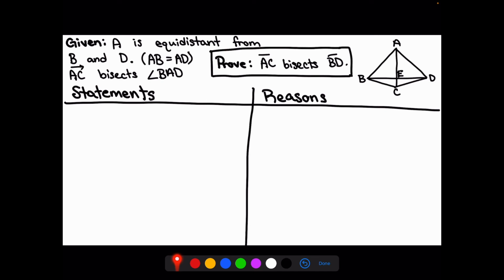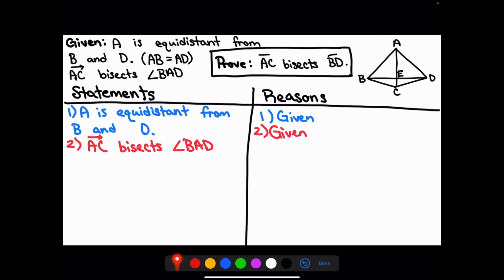Given that A is equidistant from B and D, meaning that AB is equal to AD, we want to prove that AC bisects angle BAD. So, to get started, we have our given information. And if something is being bisected, then I should be able to say that's being split in two. So I should be able to say that angle BAE is congruent to angle DAE.